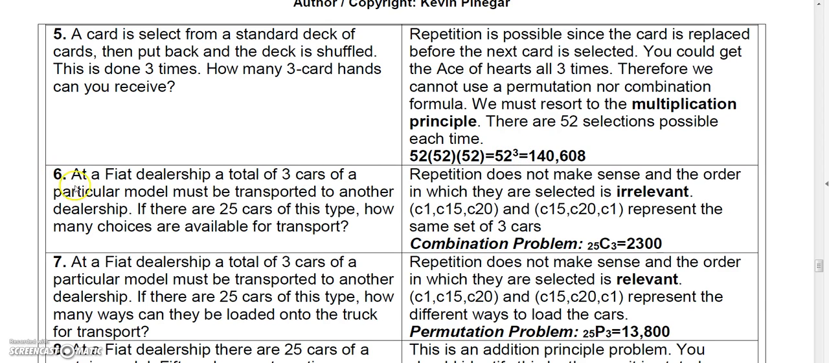Number 6, at a Fiat dealership, a total of 3 cars of a particular model must be transported to another dealership. If there are 25 cars of this type, how many choices are available for transport? In other words, how many 3-car subsets are there? Well, if you chose car 1, car 15, and car 20, it doesn't matter what order you choose them, it's the same set of 3 cars. So this would be a combination problem. 25, choose 3, or 25C3.